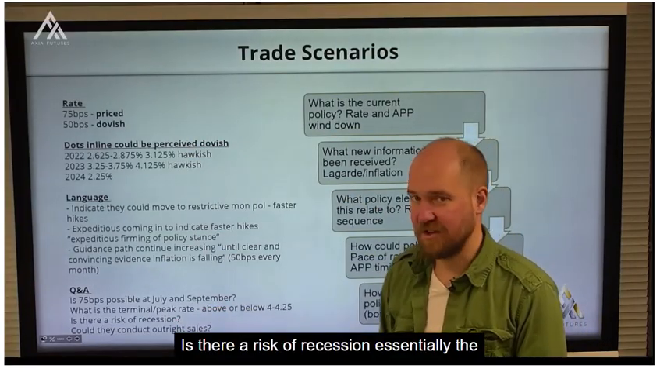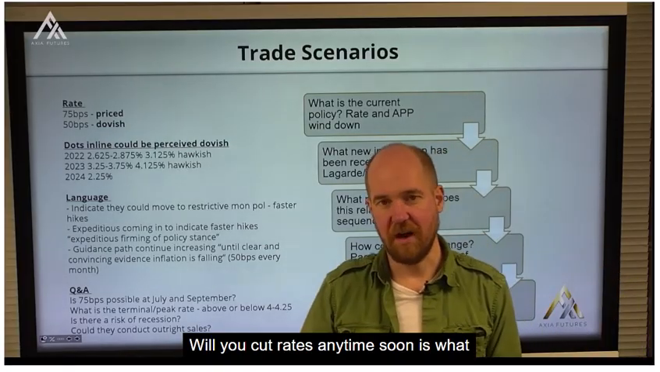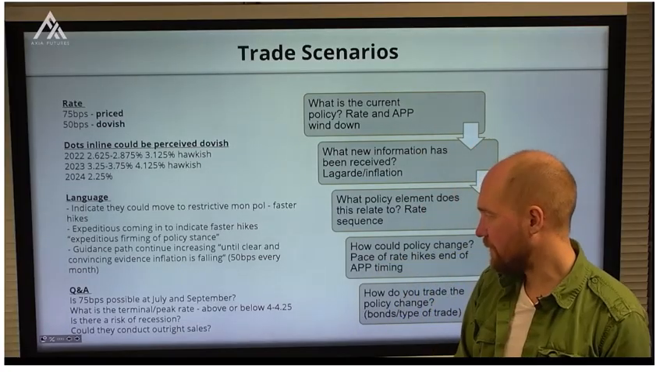Is there a risk of recession? Essentially, the answer to this question is, will you cut rates anytime soon? Is what that question is trying to get the answer of.